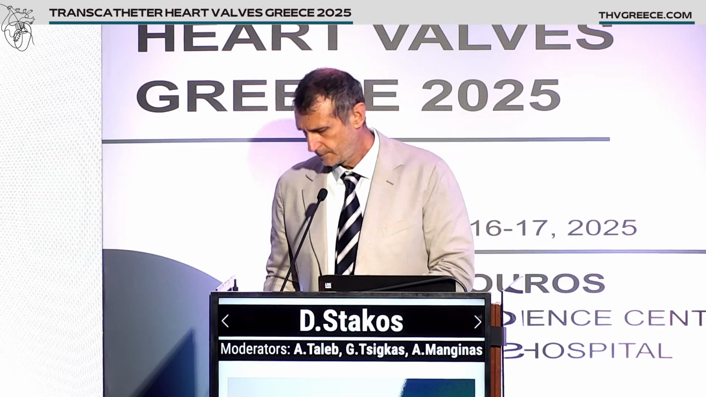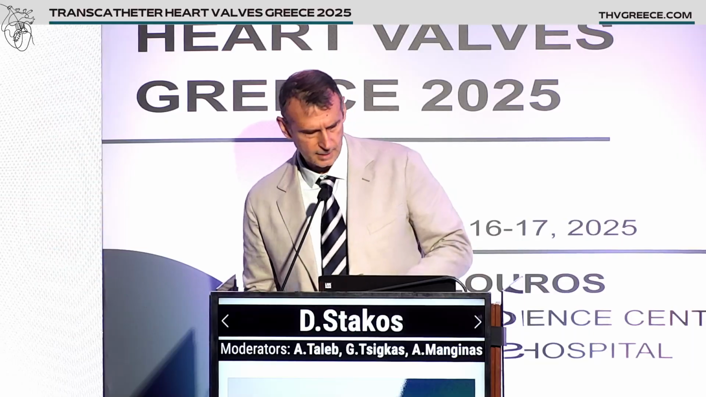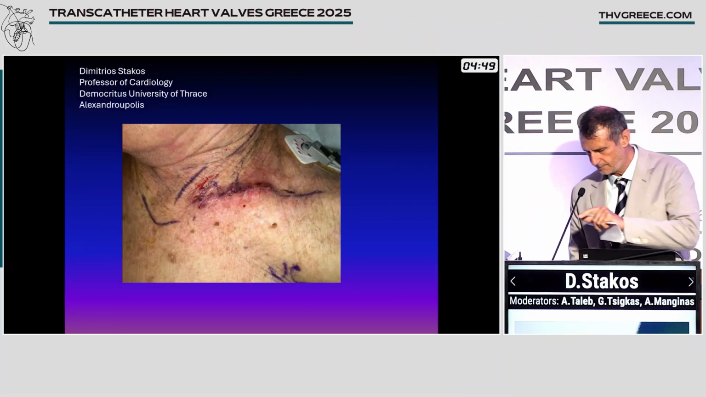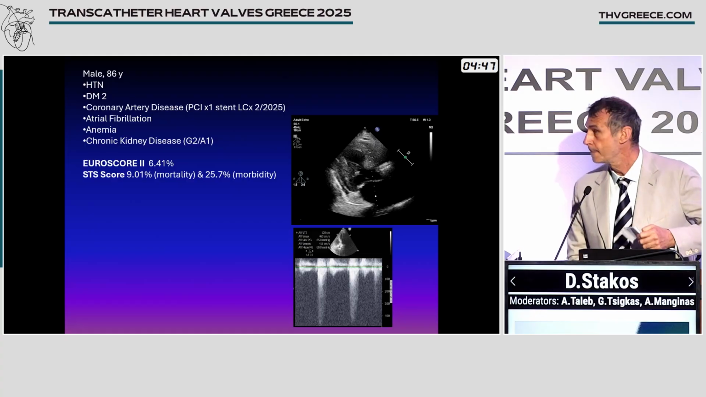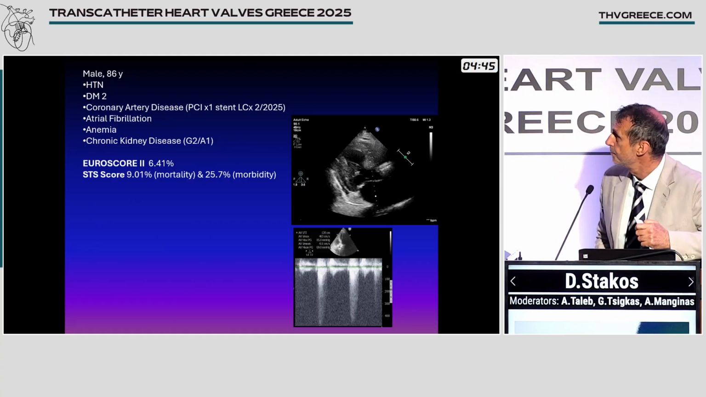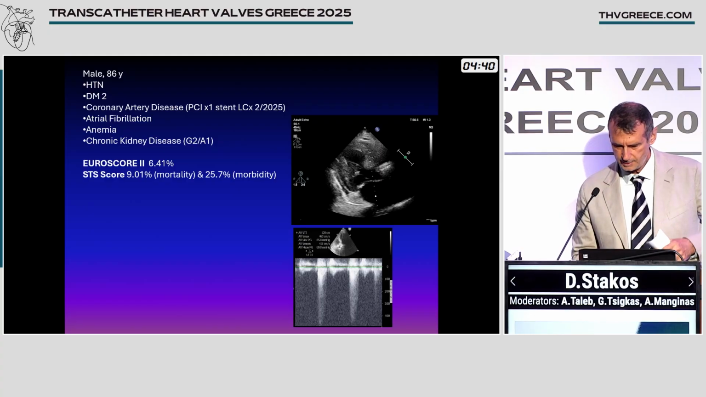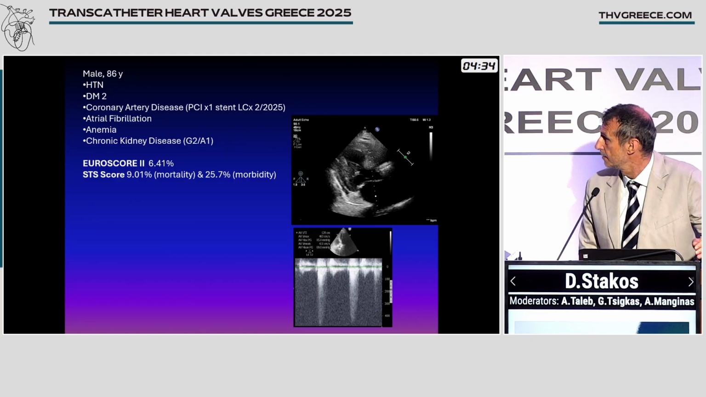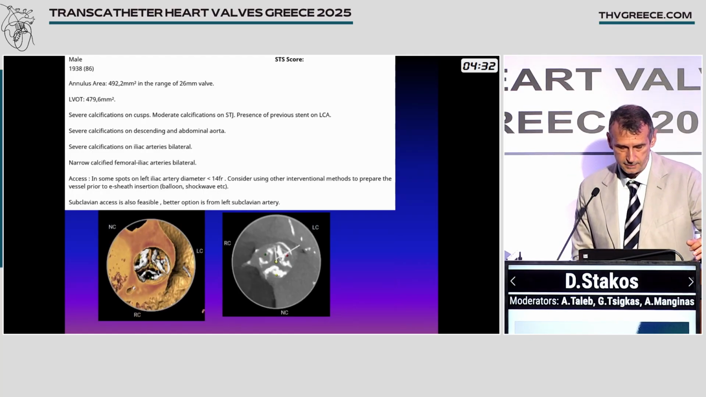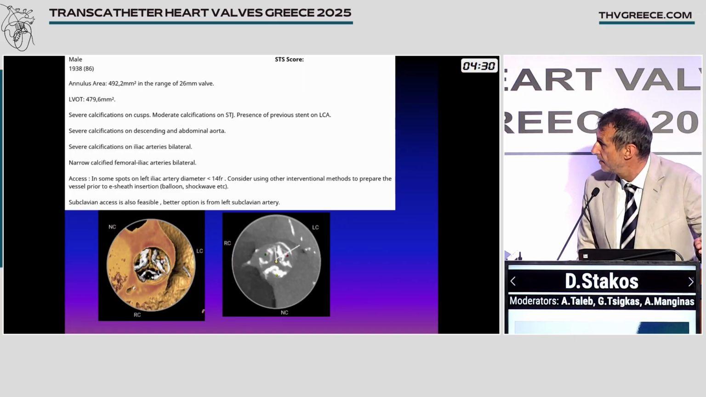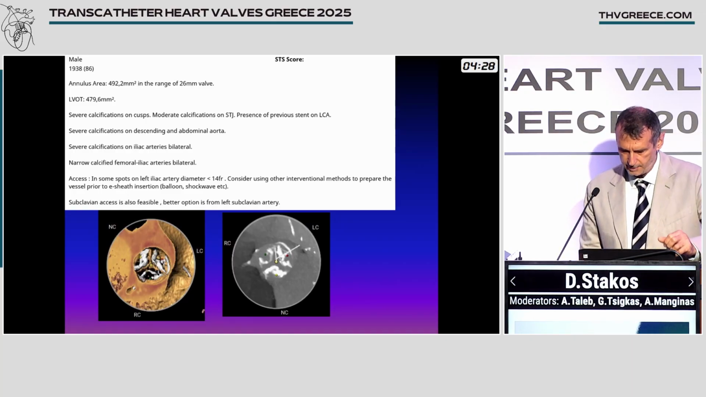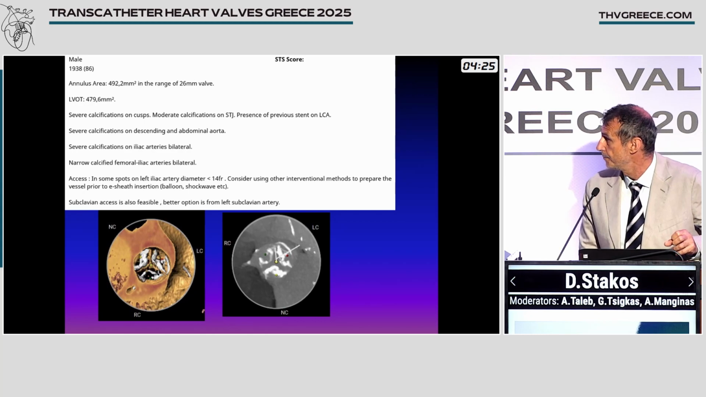This is a very simple case of transsubclavian TAVI. This is a male of 86 years with several comorbidities: atrial fibrillation, anemia, chronic renal failure, high scores, and we had a very calcified aortic valve, and we have a consideration about the peripheral arteries.